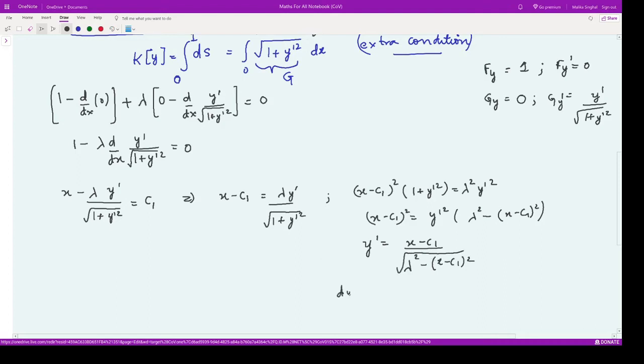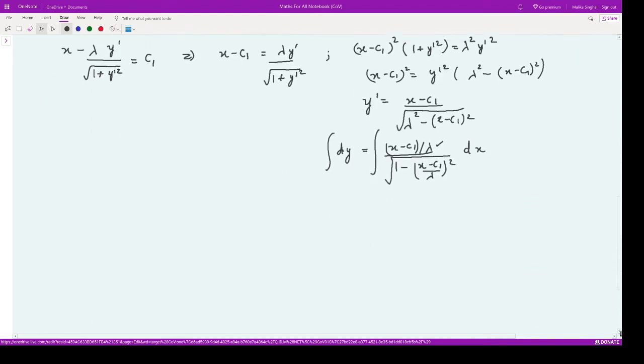So dy could be written as x minus c1. If I take lambda common from the denominator, I can write this quantity divided by lambda. Here I took lambda common, so I have square root of 1 minus x minus c1 upon lambda whole square into dx, right? So the lambda which I brought here, I wrote this in the numerator, right? So let us integrate both sides.